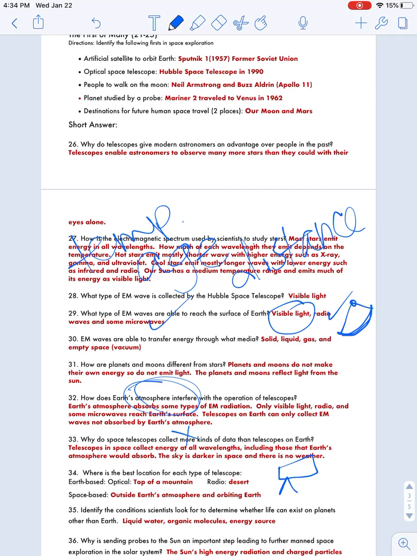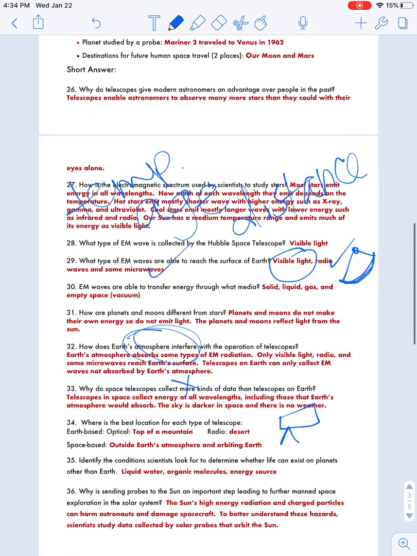Identify the conditions scientists look for to determine whether life can exist on planets other than Earth. Liquid water, organic molecules, and an energy source. So that energy source, maybe it's food, maybe it's the sun.